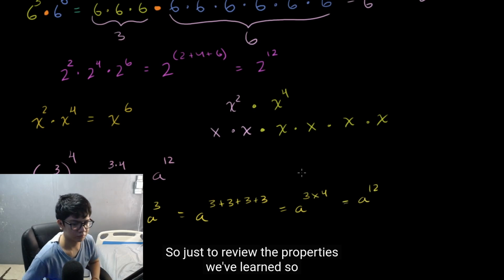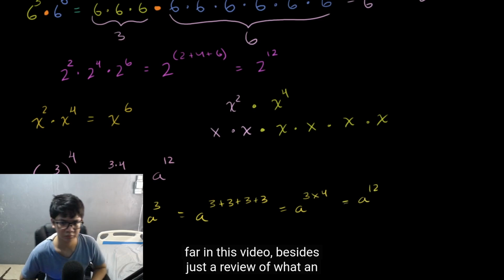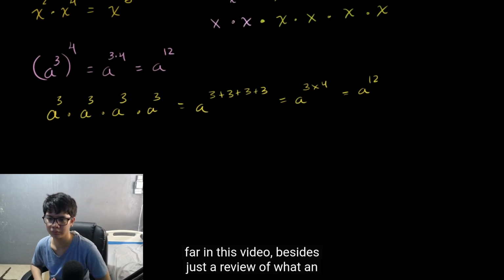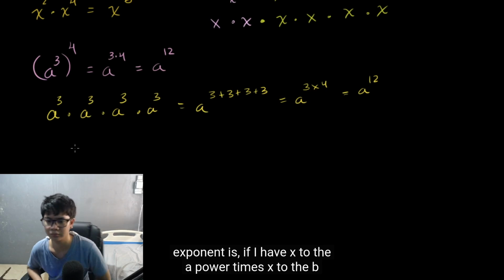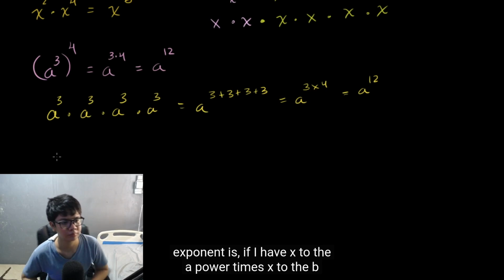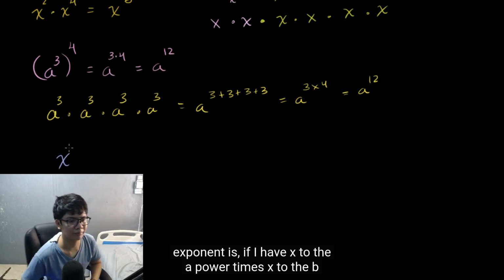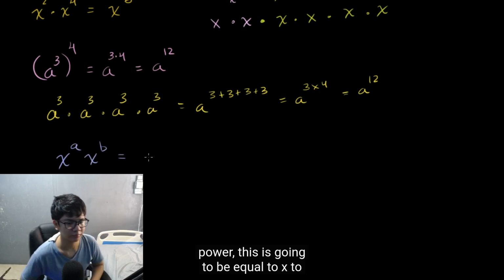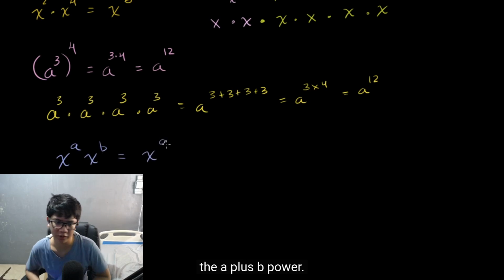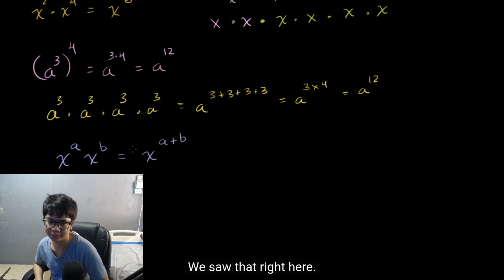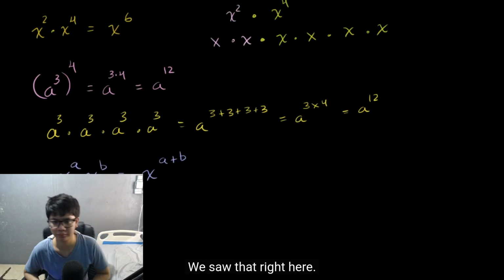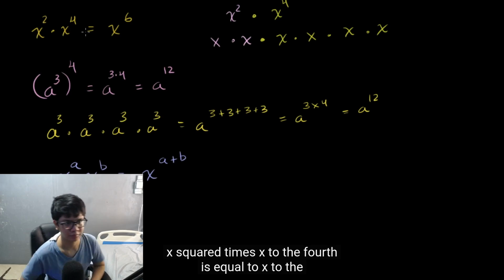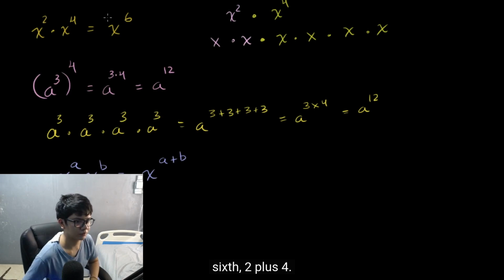So just to review the properties we've learned so far in this video, besides just a review of what an exponent is, if I have x to the a power times x to the b power, this is going to be equal to x to the a plus b power. We saw that right here. X squared times x to the 4th is equal to x to the 6th, 2 plus 4.